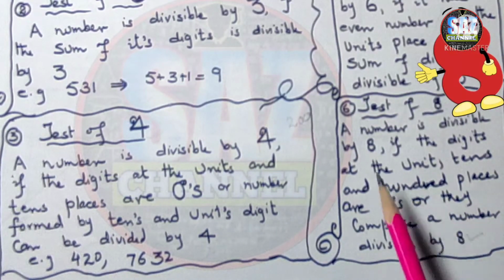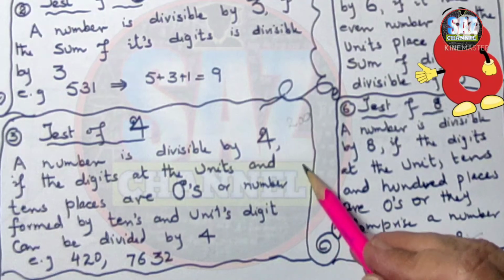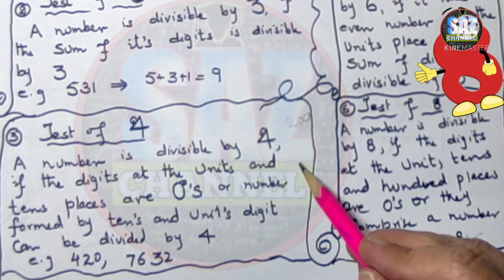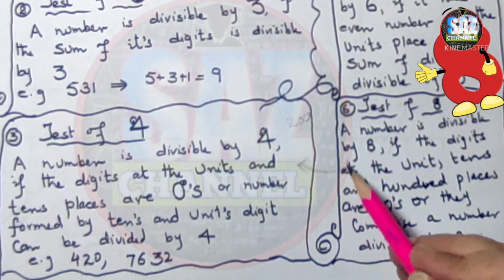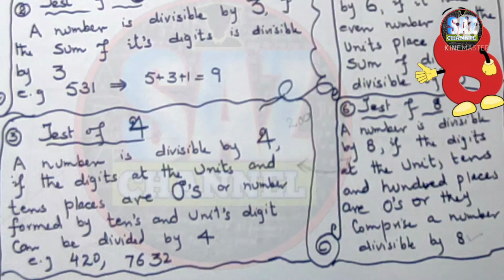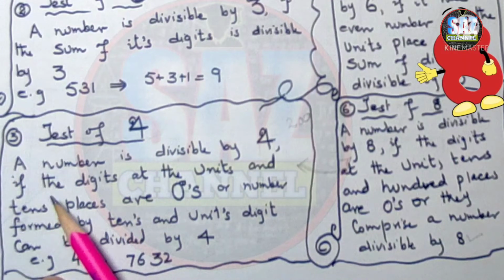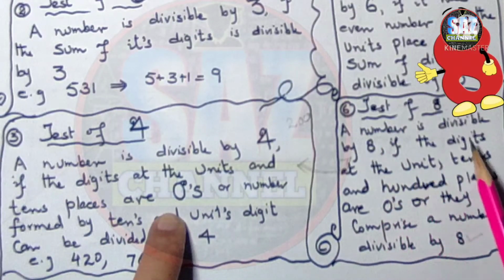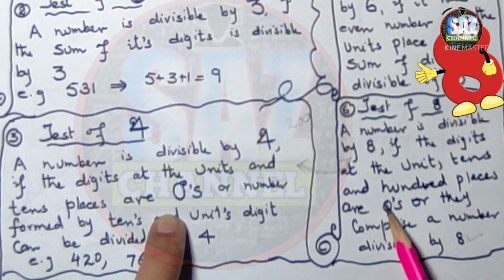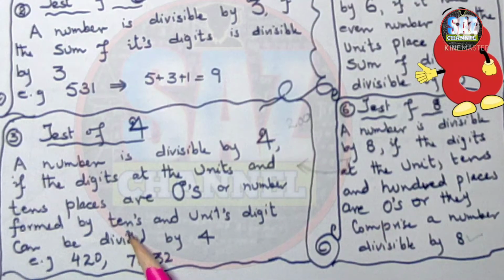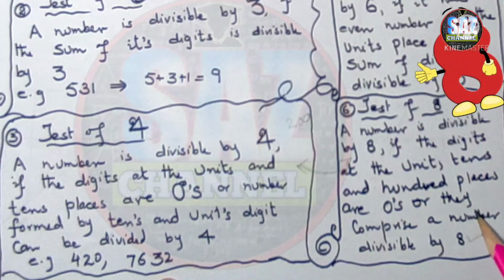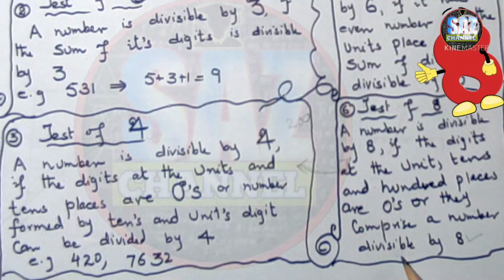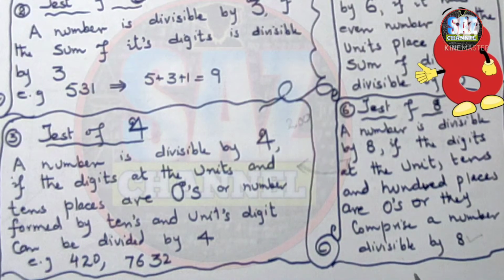Okay, now let's find the comparisons and compare the things so that learning becomes easy for you. You can see that the test of divisibility of 4 also says that if the digits at the unit and tens place are 0, and the test of 8 says if the digits at the unit, tens and hundreds place are zeros. And here the number formed has to be easily divisible by 4, or in this case the number has to be divisible by 8. So it means that for the divisibility test of 8, again we have to check two conditions.